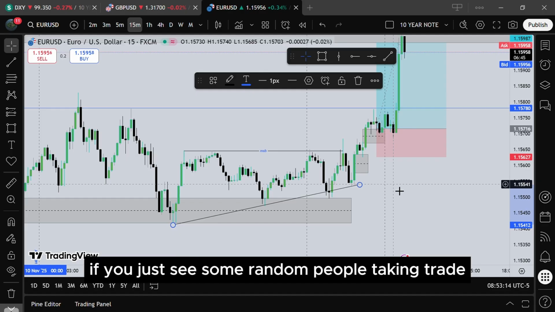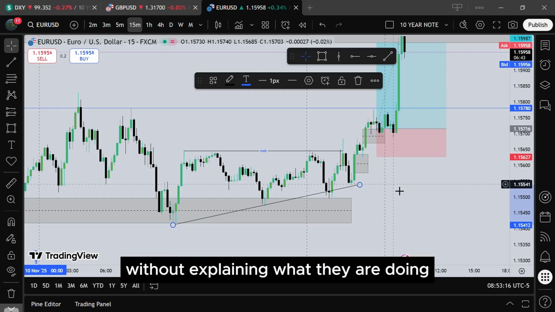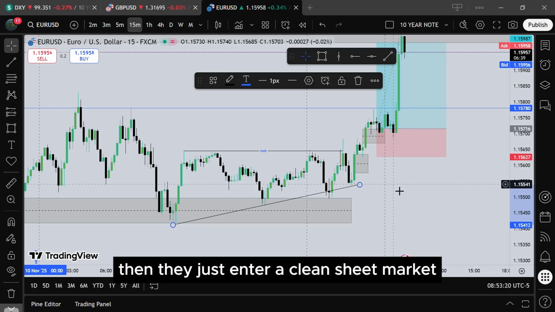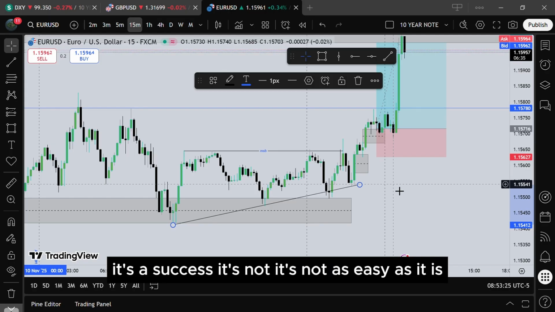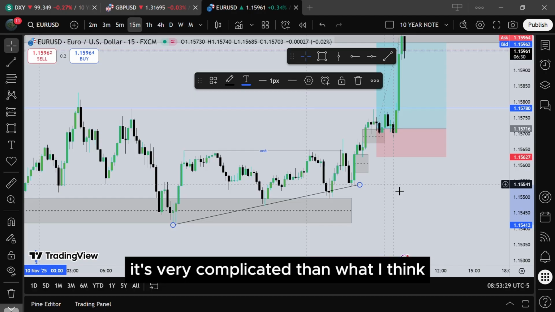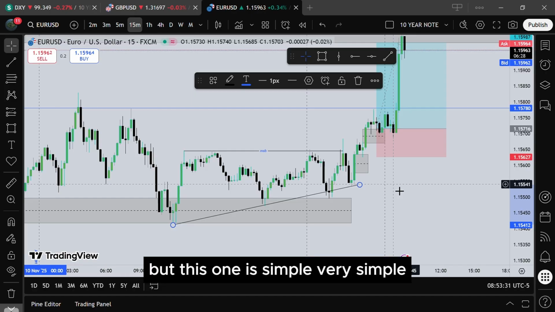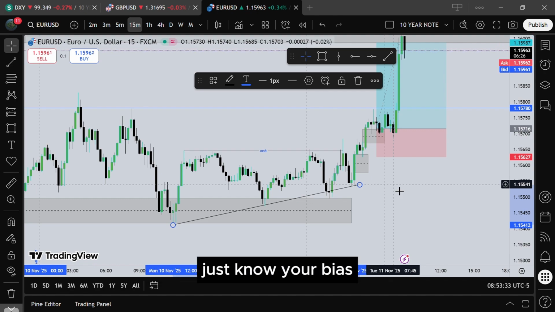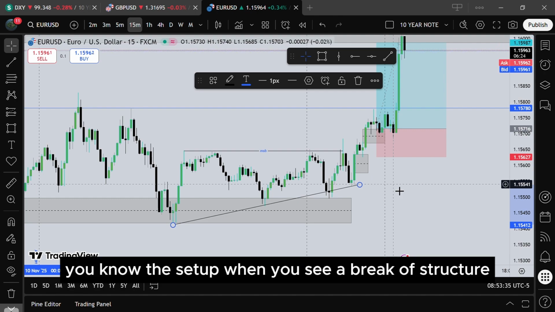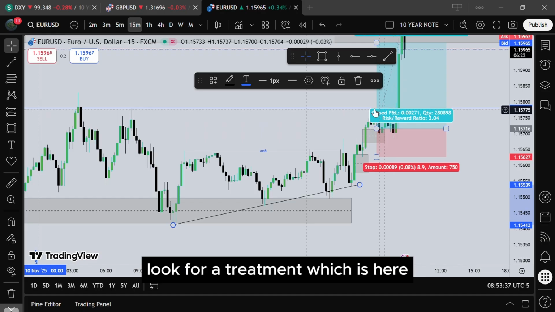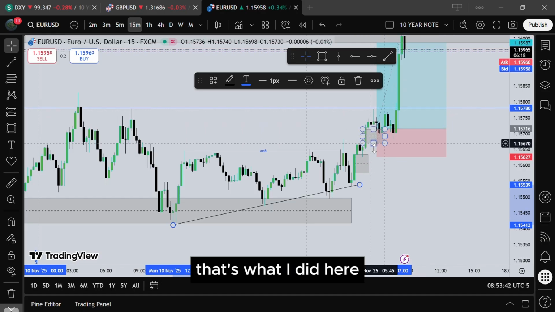If you see some random people taking trades without explaining what they are doing, they've already done their work. Then they just enter a clean market and enter the trade, and boom, it's a success. It's not as easy as it looks. It's much more complicated than you think. But this one is simple, very simple. Just know your bias. You know the setup. When you see a break of structure, look for a retracement, which is here. That's what I did here.